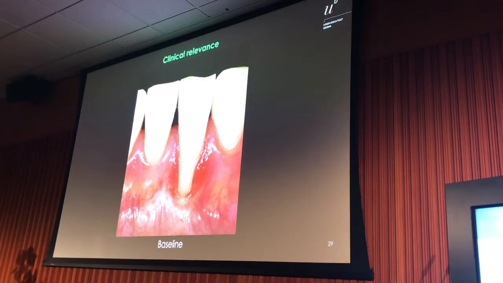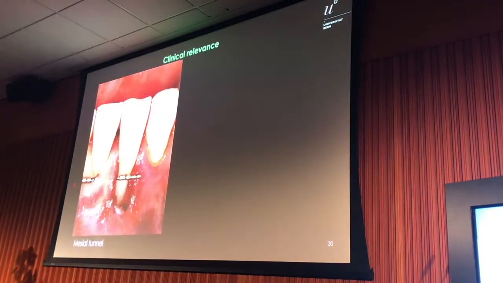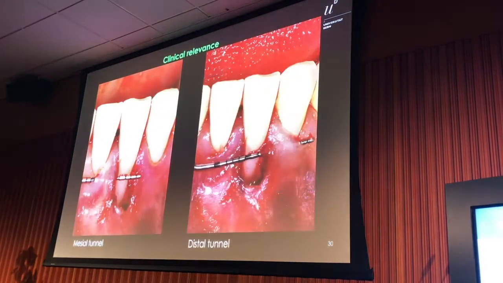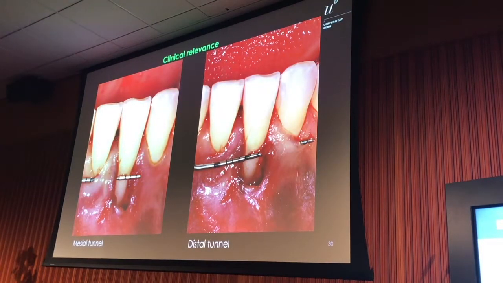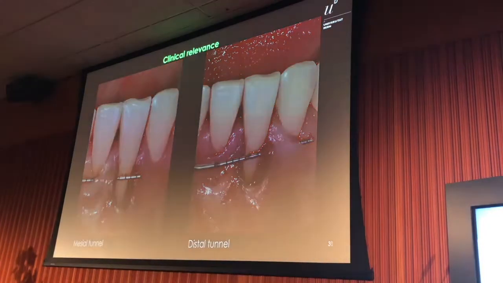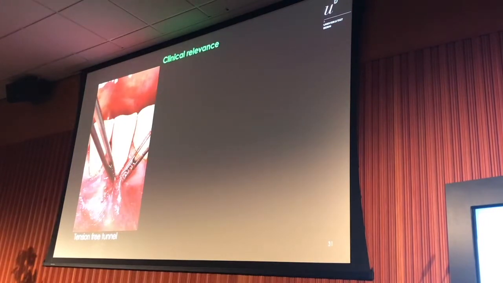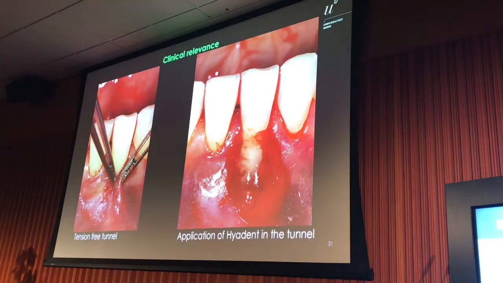And this is another case. So again, a quite challenging situation, and again the same approach: preparation of a full thickness tunnel, releasing the fibers. You see, we approach the edges of the wound, and we place the hyaluronic acid. And this is, in fact, the only material that has this clinical appearance. You can clearly see it, that the blood clot appears to be more stable on this root surface. And this was, in fact, the clinical feeling that I had.